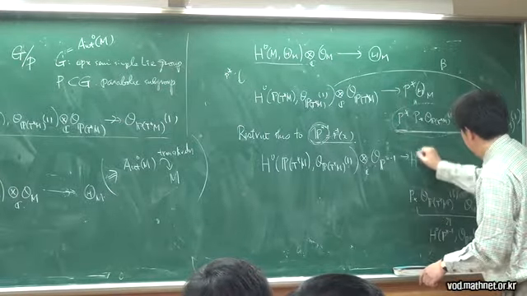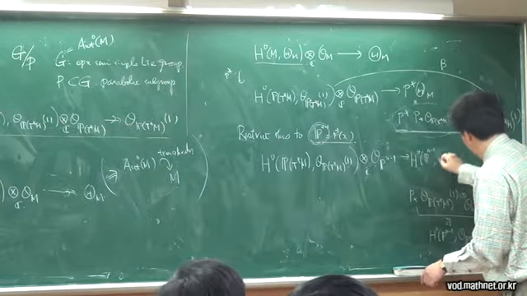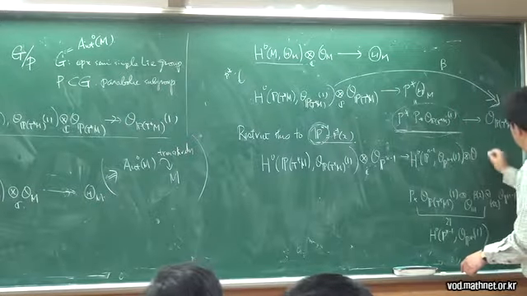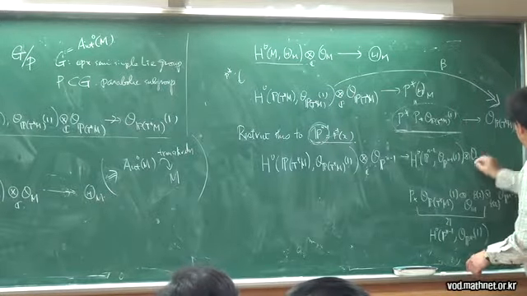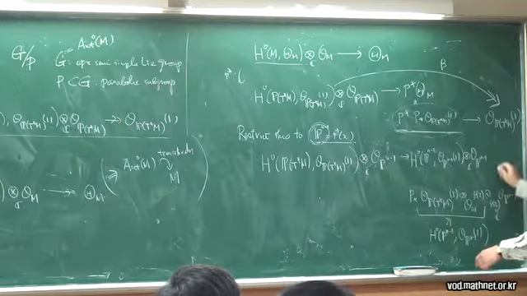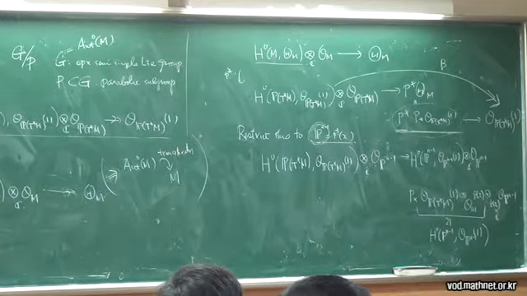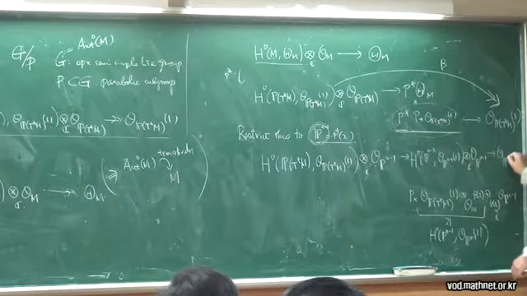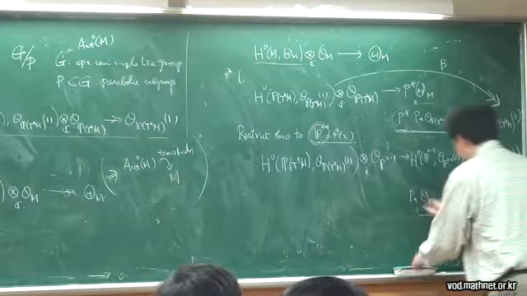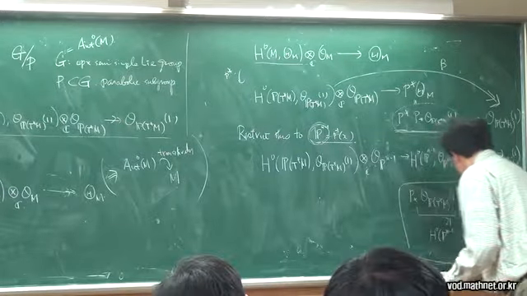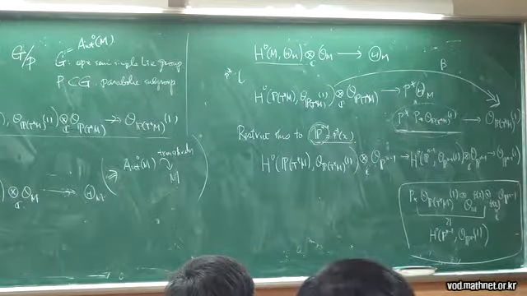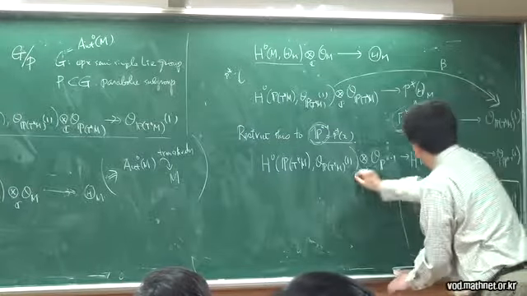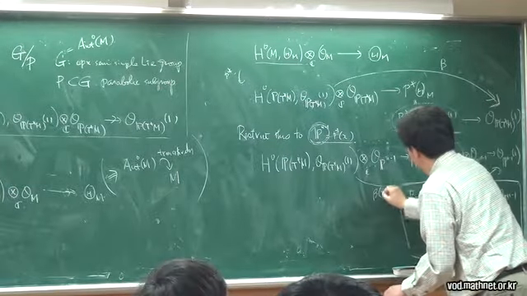So you have H0 OPN minus 1 OPN minus 1 times this one Pn minus 1. This is she, and this is just P OPN minus 1. Yes. So then this is also surjective. This is also surjective.